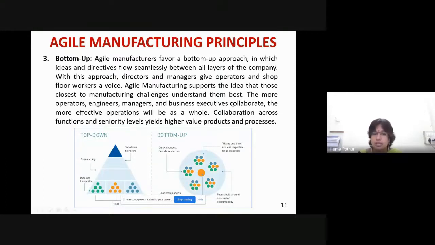The collaboration across the functions and the seniority levels yields higher value to that particular product and the process, because if there is any change in the design, or any change in the day's market trend, that will be immediately communicated to the shop floor people. They will incorporate those changes to that particular product, or maintain the flow lines in that fashion, so that there won't be any loss or damage caused to the industry, such as maintaining excess inventory, or excess production, or lesser production when it comes to supply and demand.